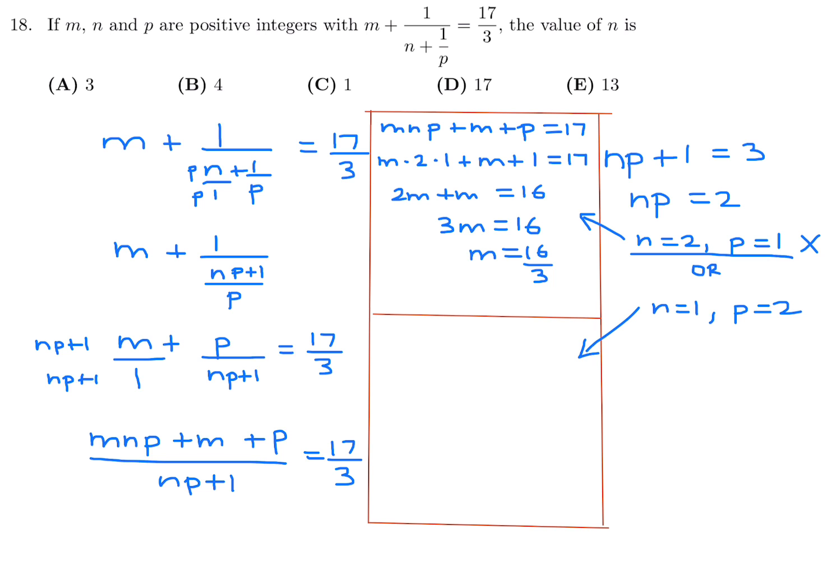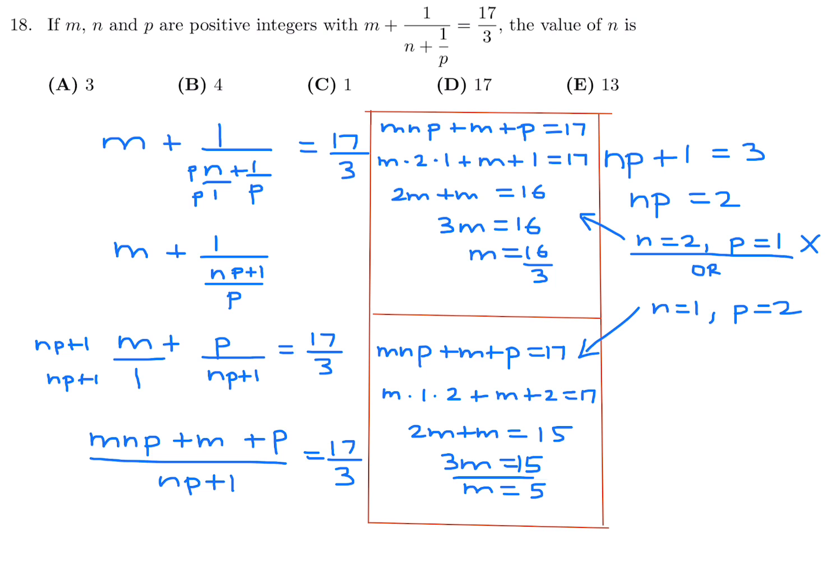Okay, no problem. We got another scenario. Same thing. mnp plus m plus p is 17. Now let's substitute n equals 1 and p equals 2. So that's going to be m times 1 times 2 plus m plus 2 is 17. So that's 2m plus m is equal to 15, and therefore 3m is 15, and therefore m is equal to 5. And there we go. We got integer solutions. m is 5, n is 1, p is 2. What do they want? The value of n. Well, n is 1. So number 18, the answer is C.